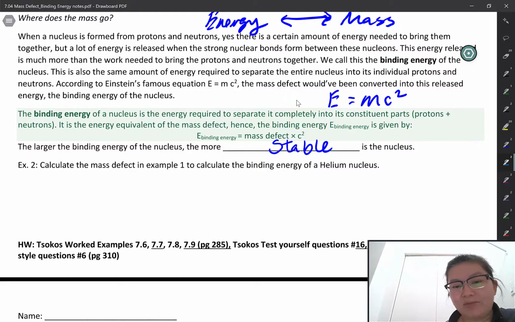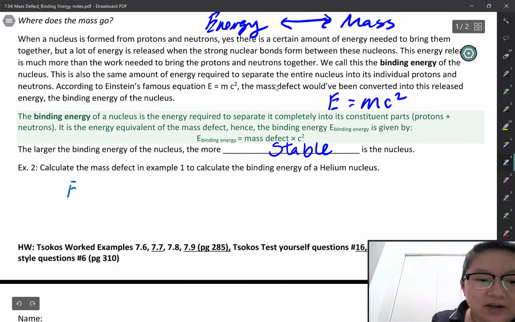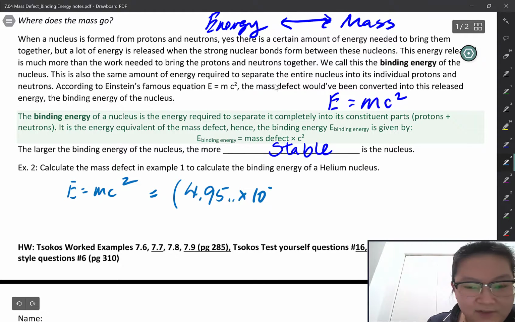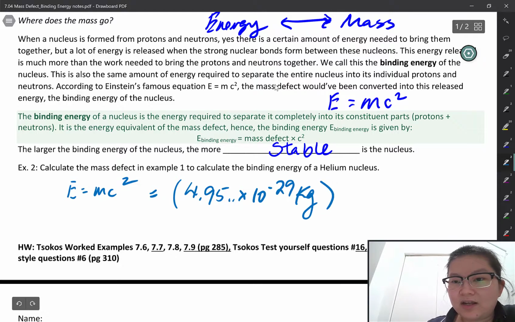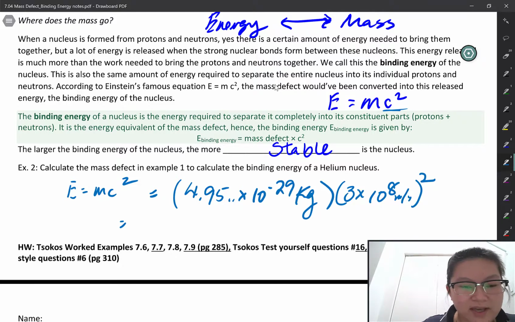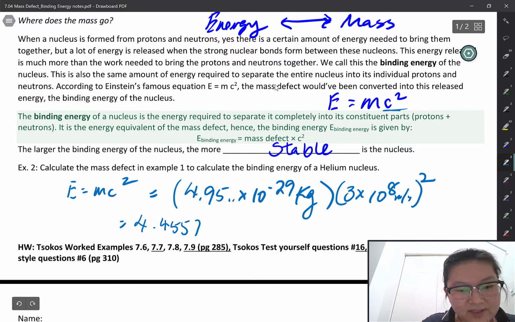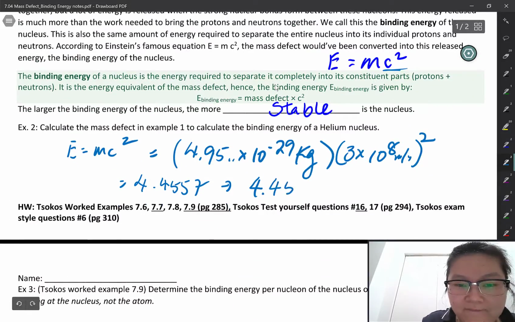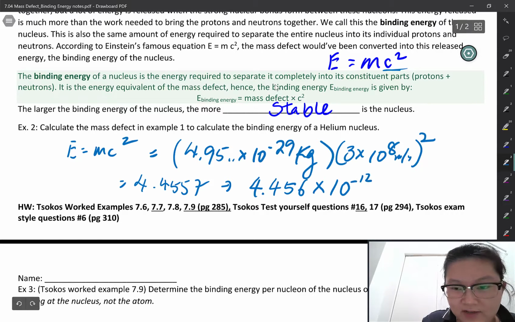So we're going to use that mass defect in example 1 to calculate the binding energy of a helium nucleus. We can do that by looking at E equals mc squared. The mass is in kilograms, so we're going to put it in kilograms: 4.95 times 10 to the power of negative 29 kilograms. And c here is the speed of light. The speed of light from our data booklet is 3 times 10 to the power of 8 meters per second, and all of that squared. We do that and we get 4.4557, which we'll round to about 4 sig figs: 4.456 times 10 to the power of negative 12 joules.